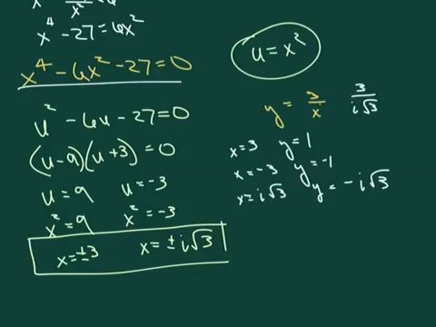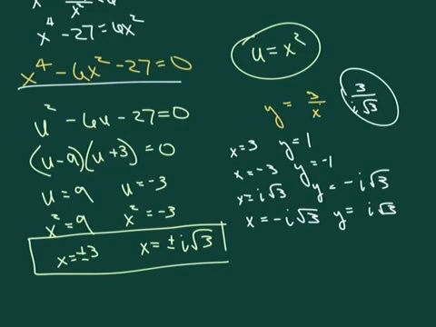Alright, so when x equals -i square root of 3, my y then equals i square root of 3. Okay, I do the same thing that I did up here with that one, only there's a -i square root of 3. Alright, so what does that give me? It gives me this answer. 3, 1; -3, -1; i square root of 3, -i square root of 3; -i square root of 3, positive i square root of 3. So those are your 4 answers.